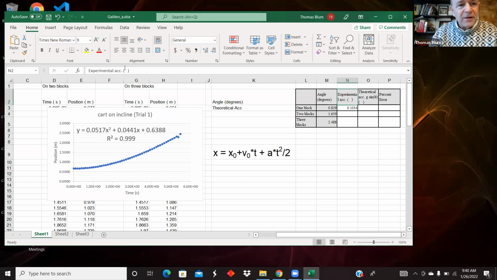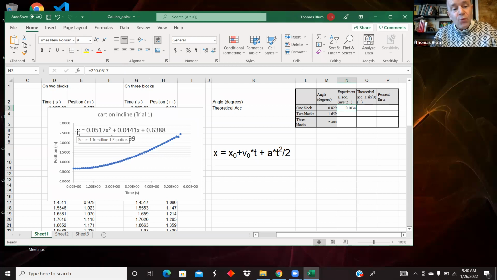And I should say that meters per second squared is the unit. If the y-axis is meters and the x-axis is seconds, then this quantity I'm going to multiply by seconds squared, and I want to get meters. And the quantity that you can multiply by seconds squared and get meters is meters per second squared.